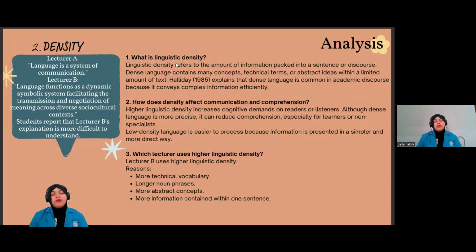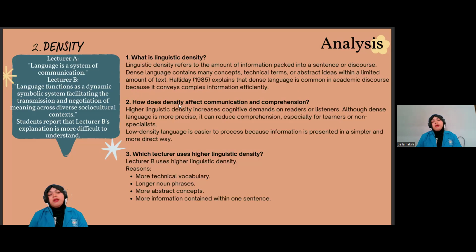What is linguistic density? Linguistic density refers to the amount of information packed into a sentence or discourse. Dense language contains many concepts, technical terms, or abstract ideas within a limited amount of text. Halliday explains that this language is common in academic discourse because it conveys complex information efficiently.